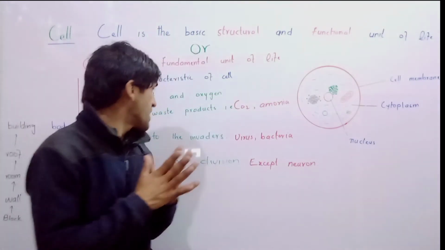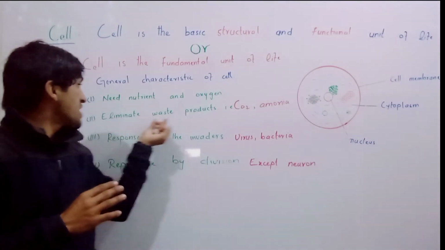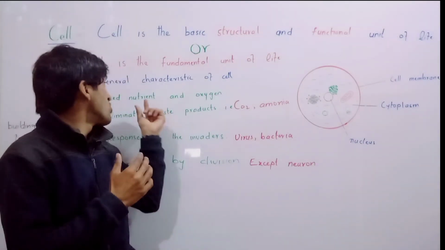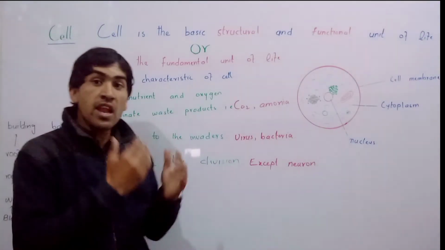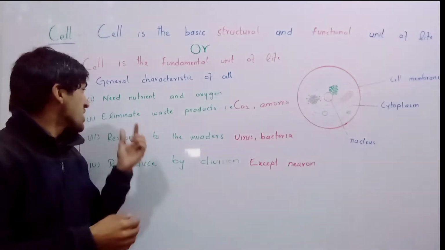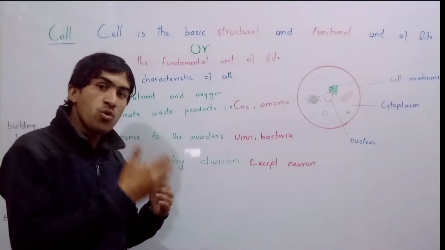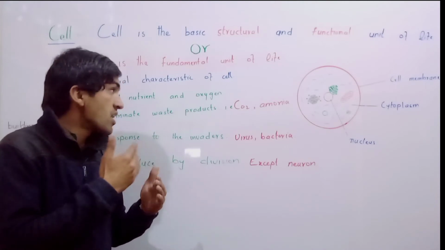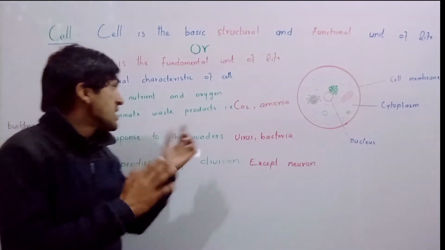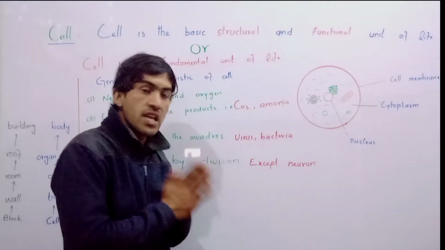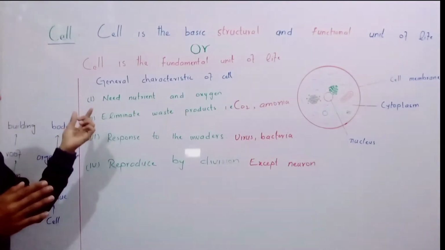The next is eliminate waste product. It means that when the cell needs energy, it utilizes these nutrients, and along with that energy, some waste product is also produced. These waste products must be removed from the cell because they cause damage to the cell. Such as carbon dioxide and ammonia, they must be removed from the cells. So this is another general characteristic.